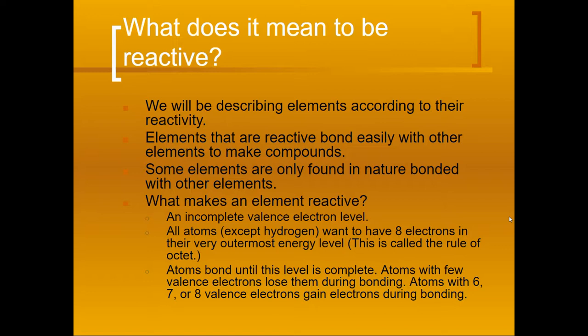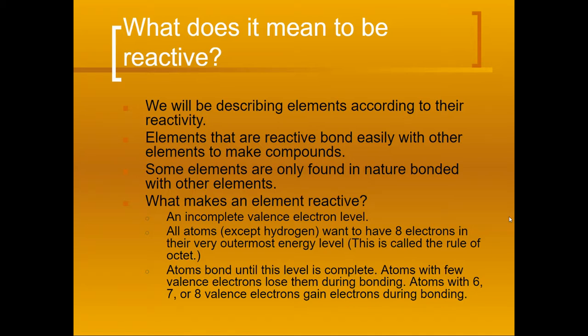So elements that are reactive bond easily with other elements to make compounds, meaning that they want to interact with other atoms. They want to become full. They want to become stable. Certain elements on the periodic table, with a certain amount of valence electrons, are very reactive. They're unstable. And the only way they're going to be stable is to gain or lose electrons or share electrons. And that's where we see chemical bonds and compounds come into play.